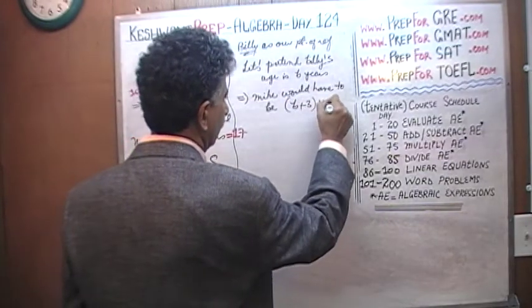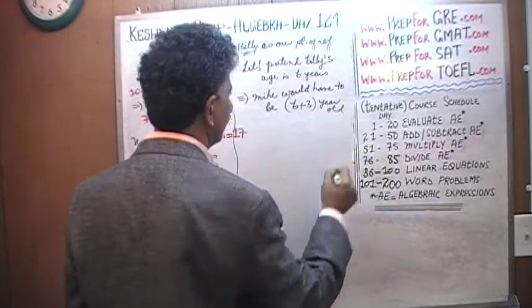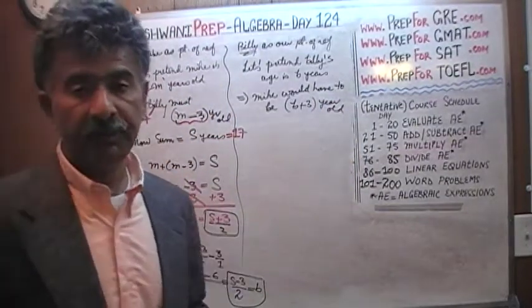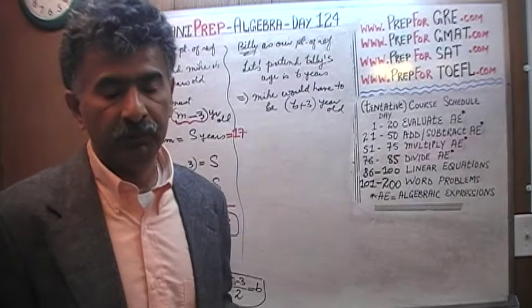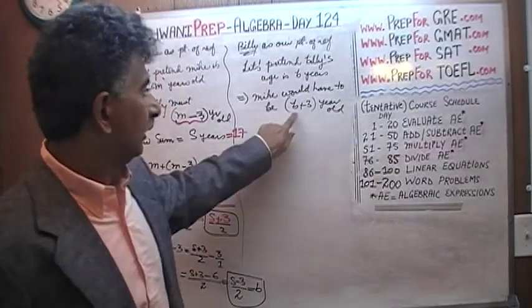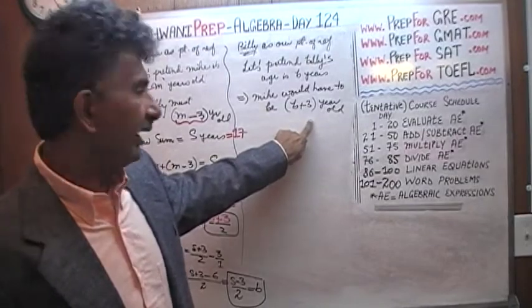B plus 3 years old. Why? Because we are told that Michael is 3 years older than Billy. If Billy is B years old, whatever the value is for B, we do not know, whatever the B happens to be, we will have to add 3 to it to get Michael's age.